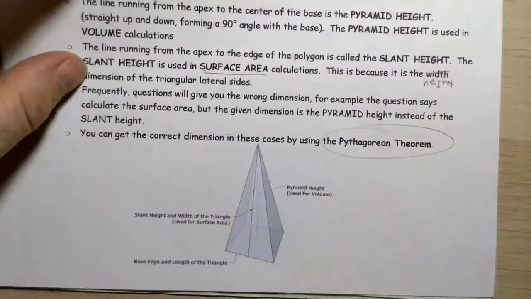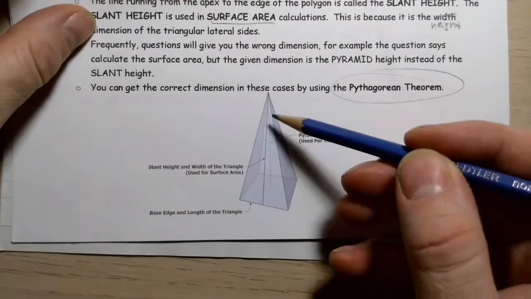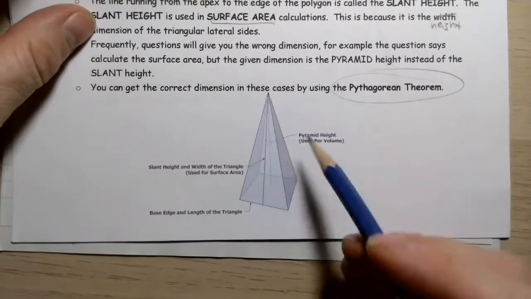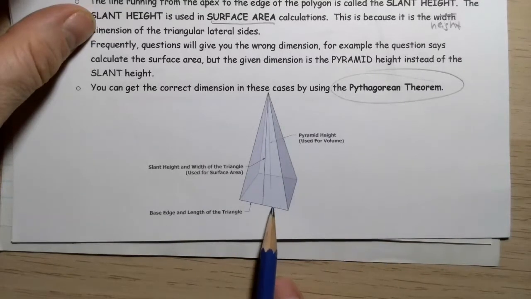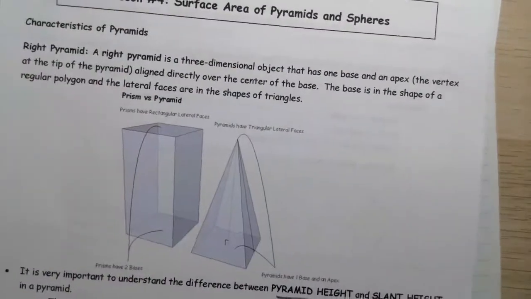Okay, so here we go. Let me give you another quick look at this. You've got your slant height for surface area, you've got the pyramid height used for volume, and then you've got the base edge and length of the triangle there.